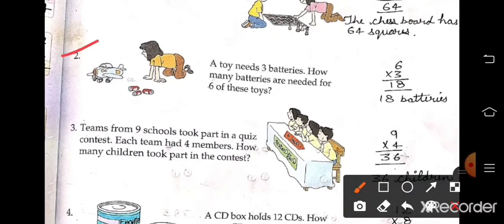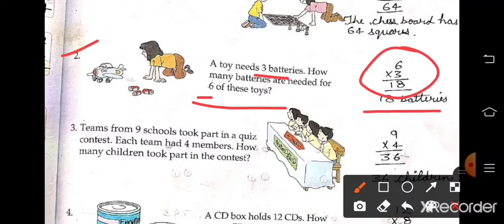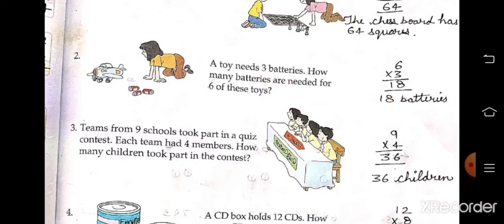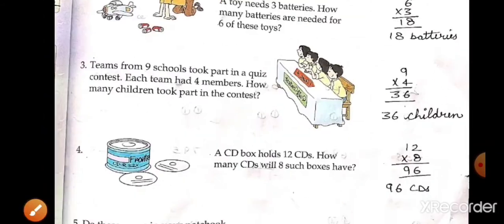Now the question number 2. A toy needs 3 batteries. How many batteries are needed for 6 of these toys? So a toy needs 3 batteries. Then 6 toys, 6 multiply 3. 3 6s are 18. So total 18 batteries.